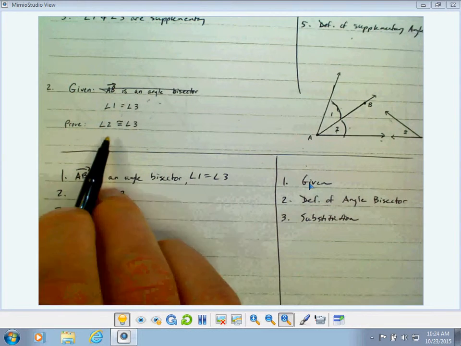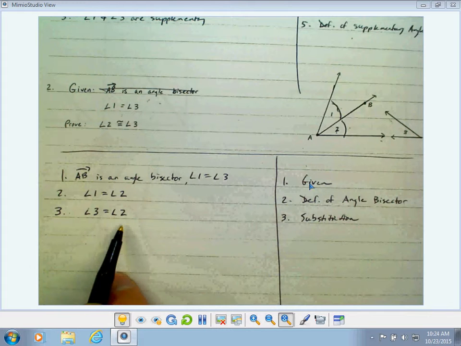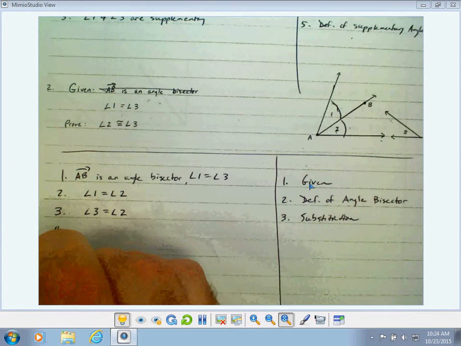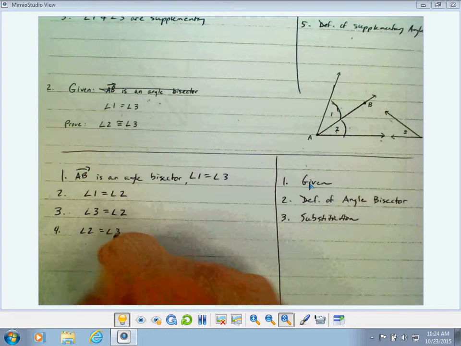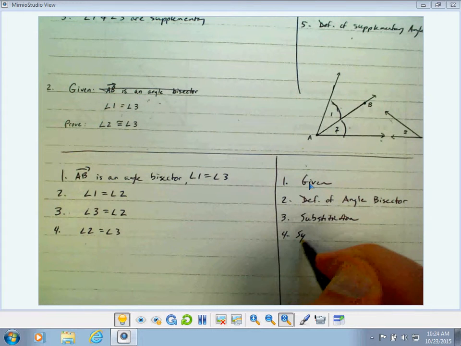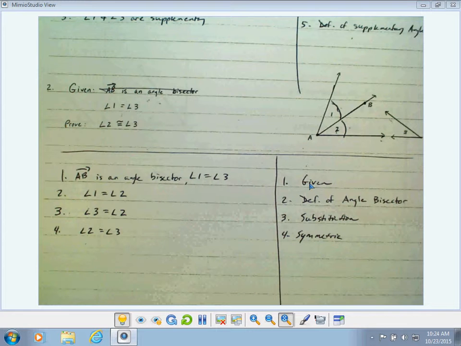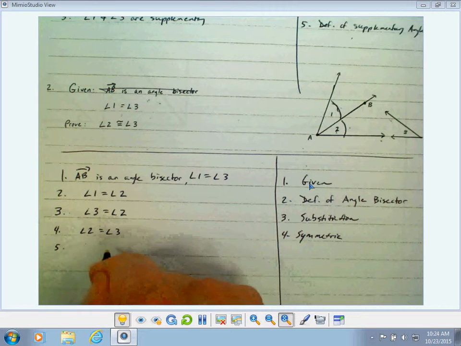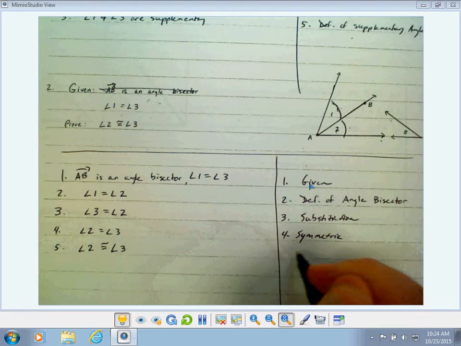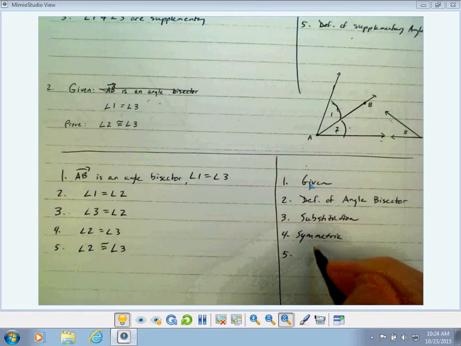So I need 2 is congruent to 3, so mine's actually backwards, so I guess I should flip it around. Angle 2 equals angle 3, that's symmetric. That's from the algebra proof lesson. And then because it wanted a congruent symbol, I'll use a congruent symbol instead. And to change equals to congruent or vice versa is just the definition of congruence.